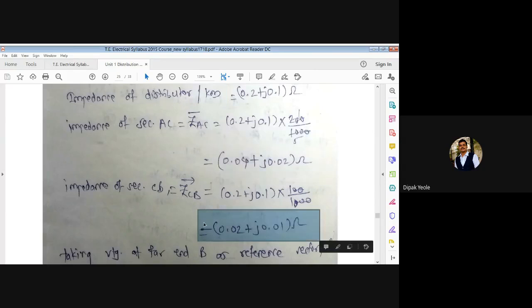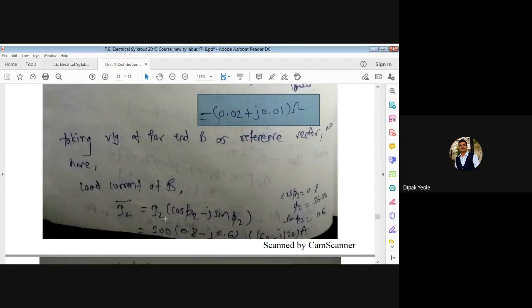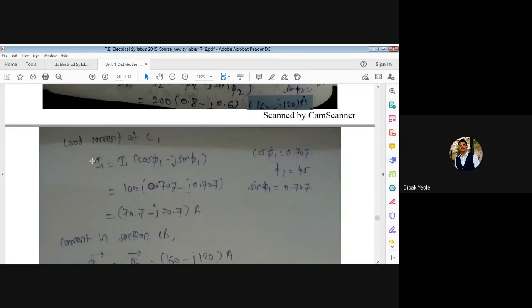And after getting ZAC and ZCB, what do we have to find? We have to find I. What is I2? Use the same formula: I2 equals cos phi2 minus j times sin phi2. They gave cos phi2 as 0.8 related to I2. Then you may wonder, sir, phi2 is given, cos phi2 is given, sin phi2 is not given. From cos phi2 you can find phi2, and from phi2 you can find sin phi2 as 0.6. Take this, make the multiplication, you will get this answer for I2. Try to calculate for I1 also. I1 is also the same. Use the formula, put in the values, you will get I1.